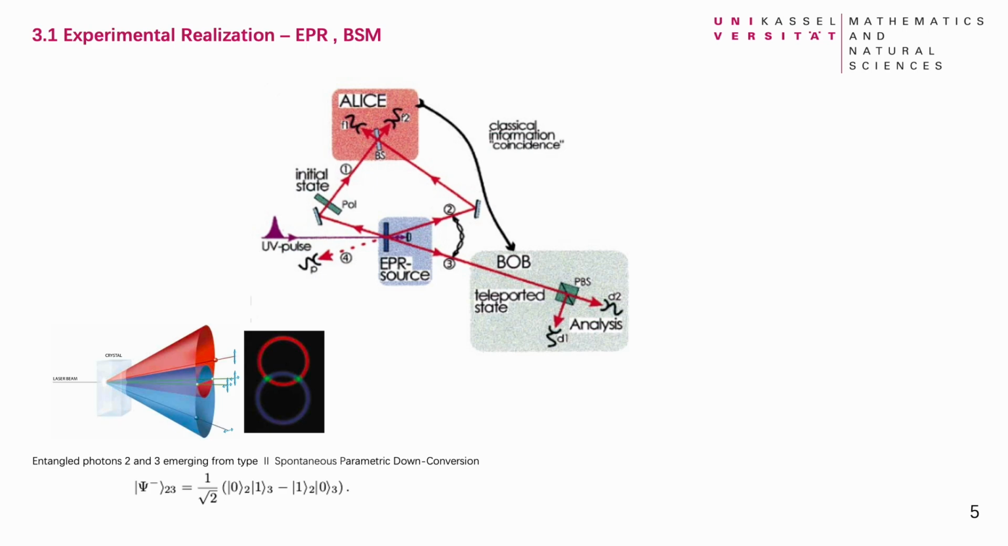Here, in the middle, is the EPR source. Entangled photons 2 and 3 emerge from type 2 spontaneous parametric down conversion. Photon 4 here is used as a trigger. When it's detected, it confirms that photon 1 has been sent to Alice. Photon 1 here passes through a polarizer. We can orient it as we want, and it also makes photon 1 an independent photon.